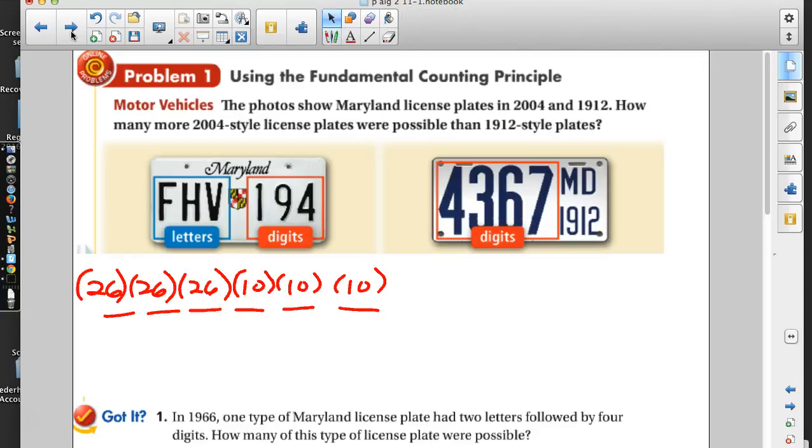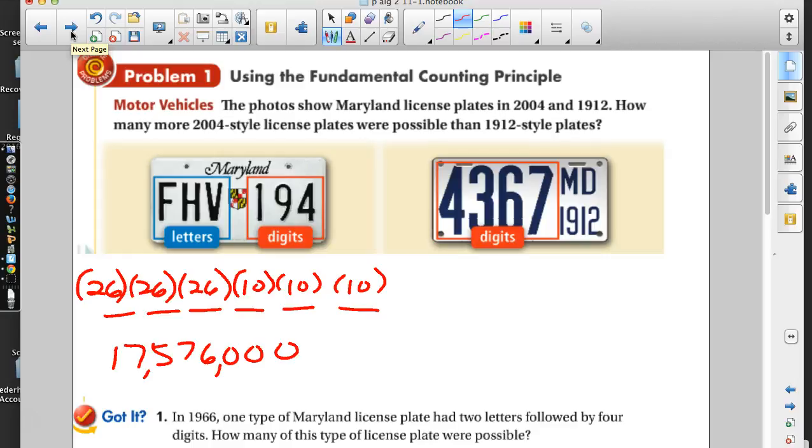So to punch this in on the calculator and get the amount, I wouldn't punch it in as it is up there. We all know this is 26 to the third and this is 10 to the third. So we could just punch it in as 26 to the third times 10 to the third. I don't think people would like a plate that says 666. There was a movie that really made that into a bad thing. So 26 to the third times 10 to the third. That's a lot of license plates. 17,576,000 license plates. Didn't have that many available back in 1912.